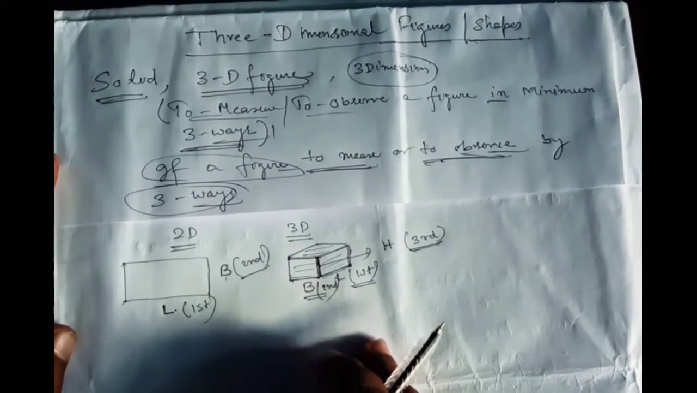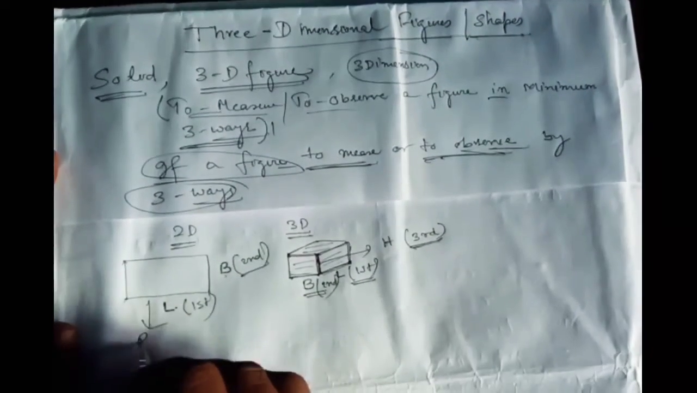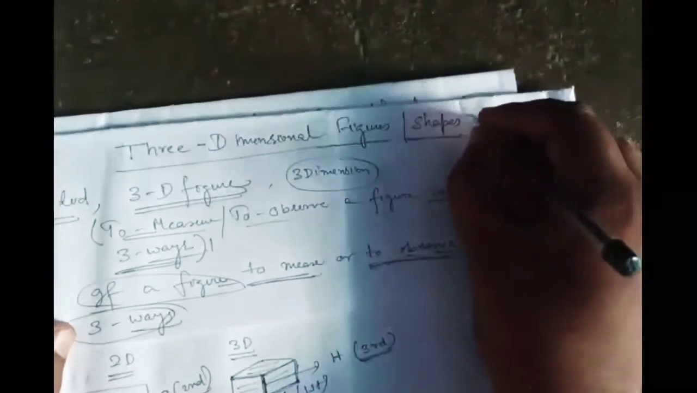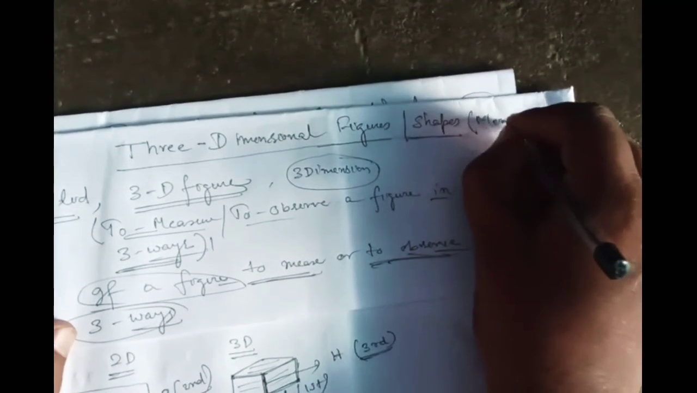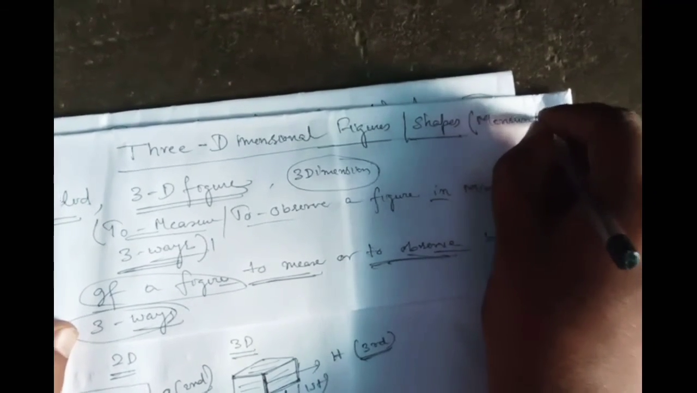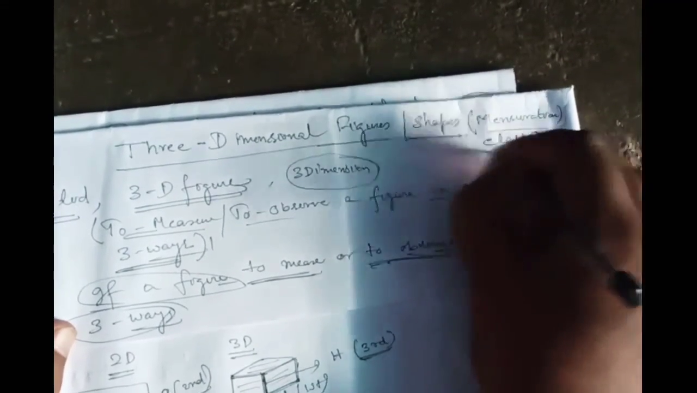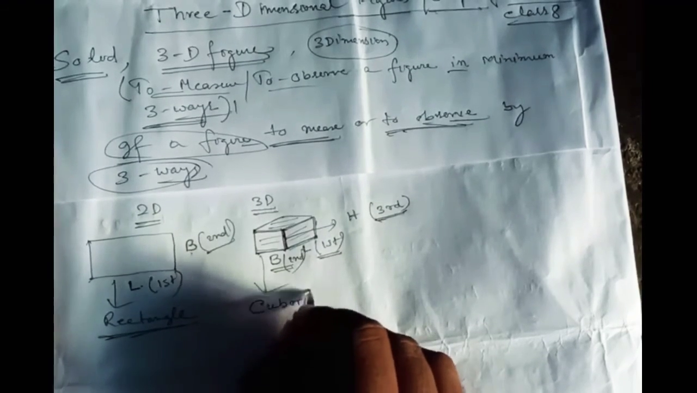Now this is a rectangle. Three-dimensional shapes, that is also from mensuration of class 8. This is a rectangle and this is the shape of a cuboid. Okay.